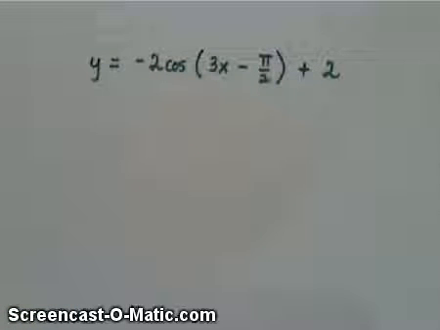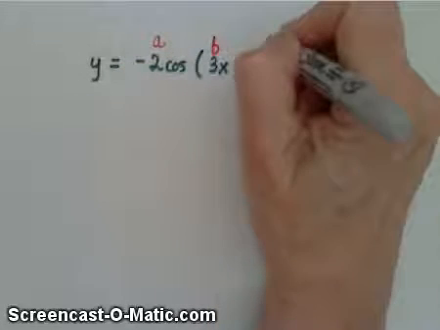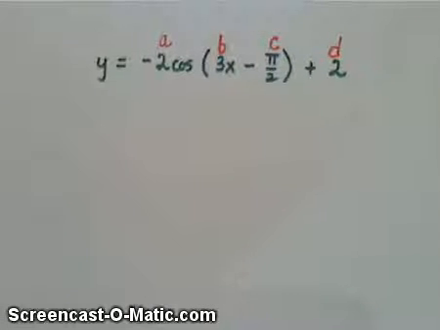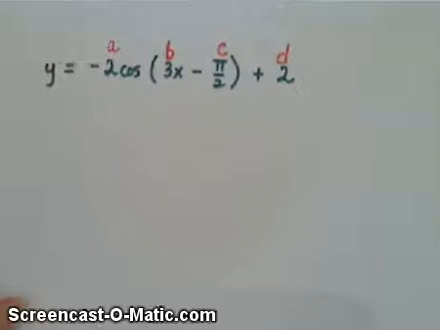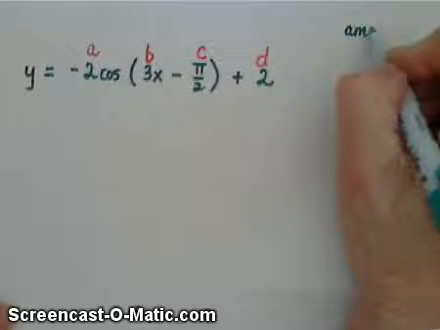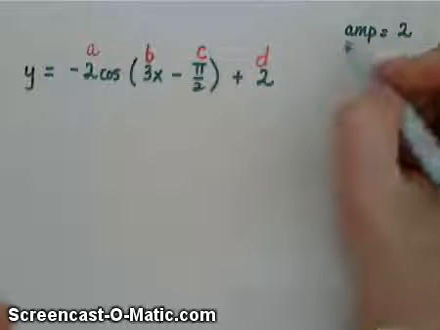Now this is a very complicated graph. So let's first take it apart. Let's label the parts. This is our A, this is our B, this is our C, and this is our D. So this graph has got everything. Let me pull it over just a little bit and let's label some of these changes. All right, so the amplitude here is 2, and it is negative.